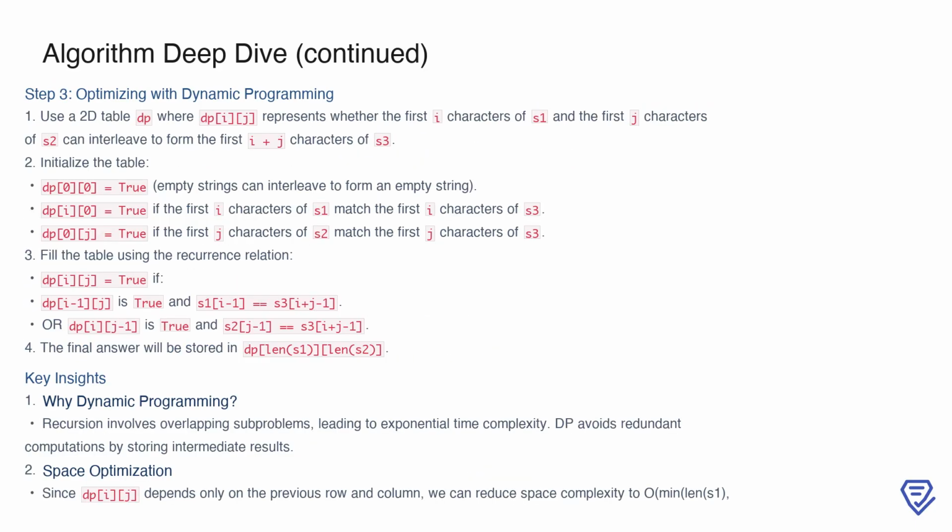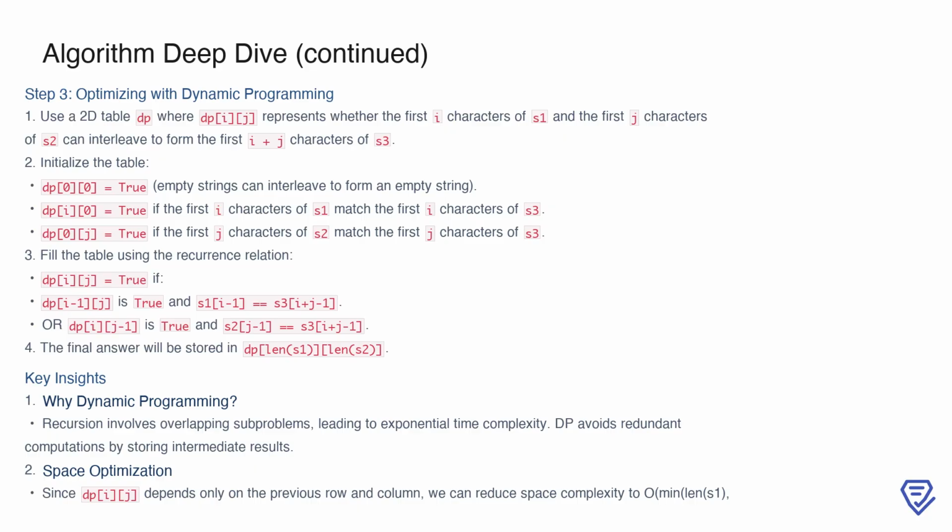To improve efficiency, we use dynamic programming. Here, we create a 2D table, DP, where DP[i][j] tells us whether the first i characters of S1 and the first j characters of S2 can interleave to form the first i plus j characters of S3. We initialize the table with base cases. For example, DP[0][0] is true because empty strings can interleave to form an empty string. For the first row and column, we check if S1 or S2 individually matches the corresponding portion of S3.